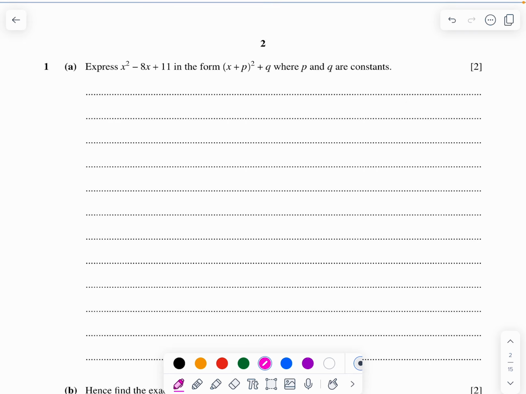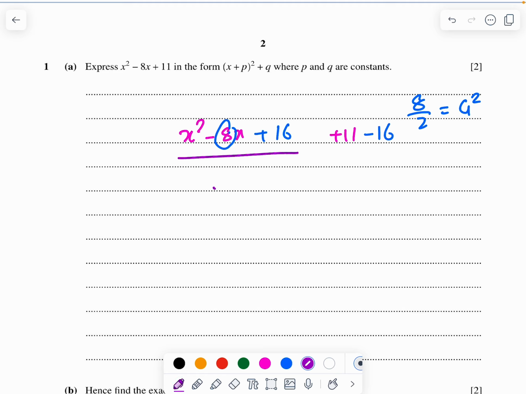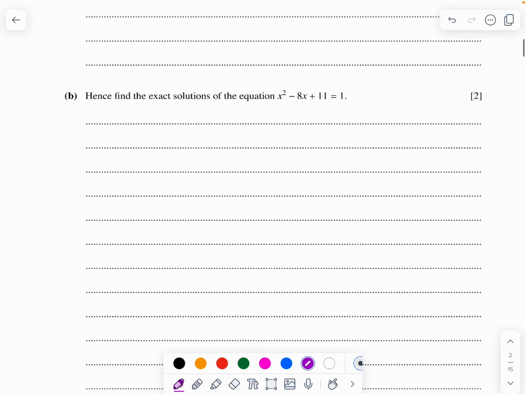Now coming to the next question, which is completing the square: x squared minus 8x plus 11. We see that this is 8, and 8 divided by 2 is 4. So add 4 squared and subtract 4 squared. These three terms will become x minus 4 whole squared, and 11 minus 16 is negative 5. So p equals negative 4 and q equals negative 5.